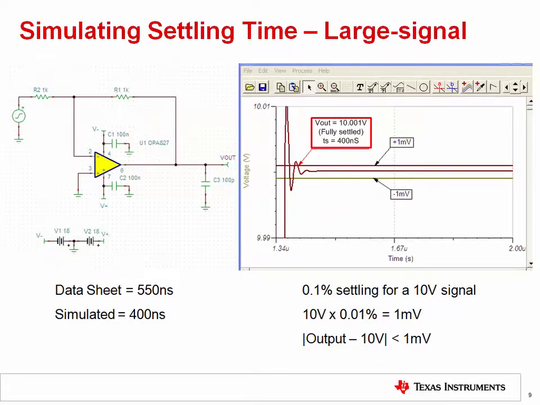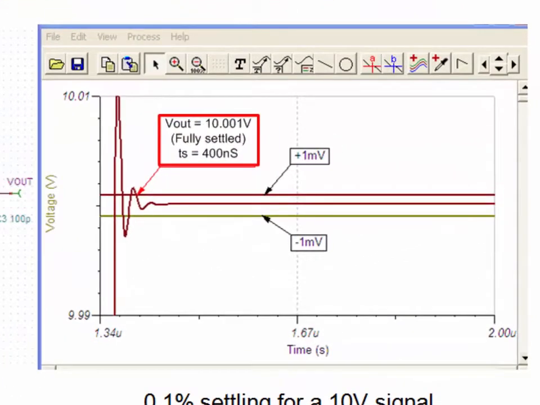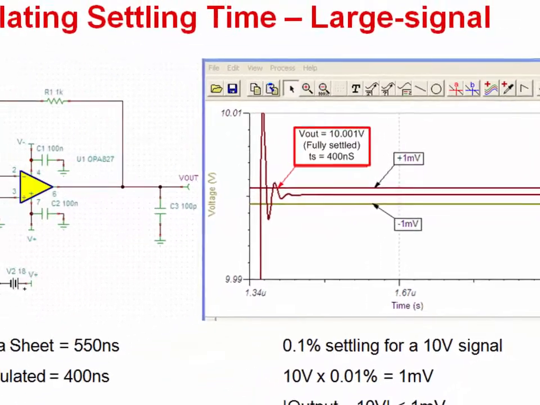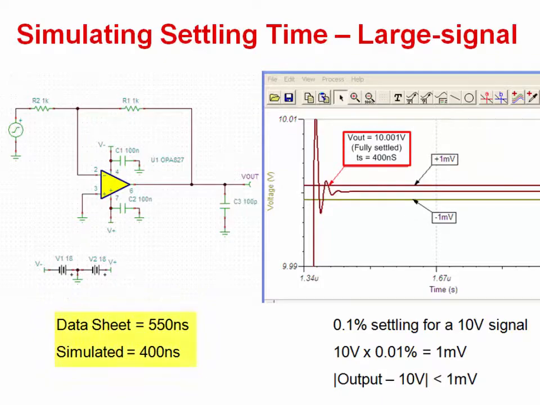The settling behavior, with some overshoot and damped oscillations, can really be seen once we zoom in on the plot. In this example, the output settles after an overshoot and 1 cycle of ringing, for a total settling time of about 400 nanoseconds. This is acceptably close to the typical datasheet value of 550 nanoseconds.